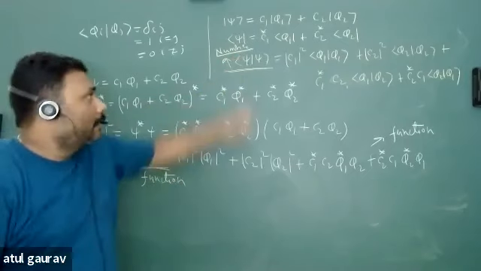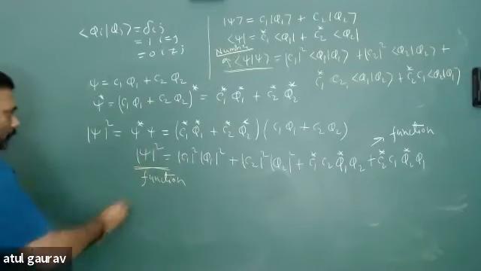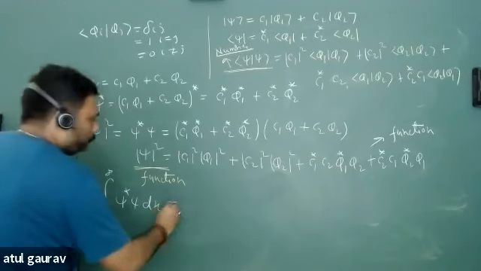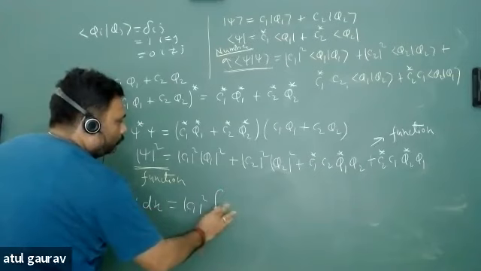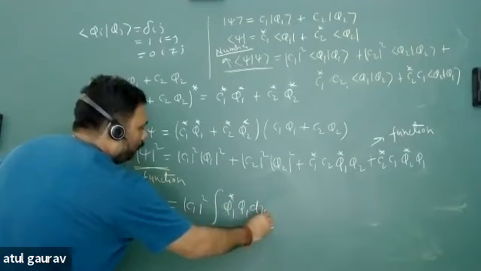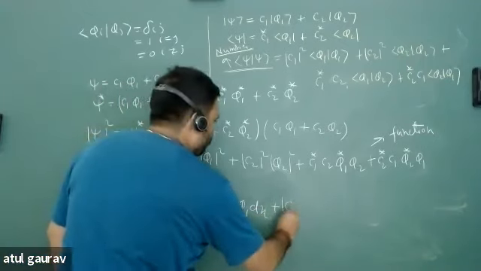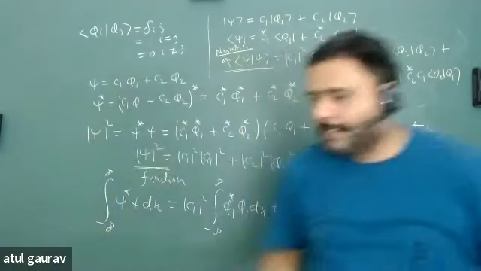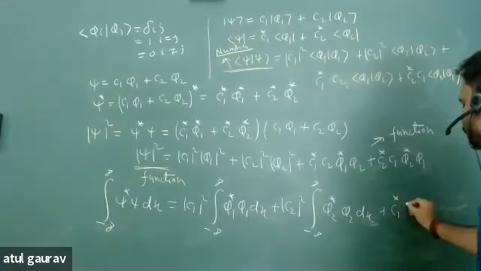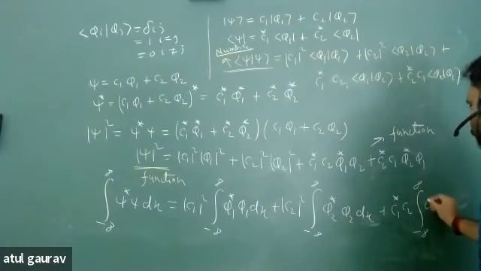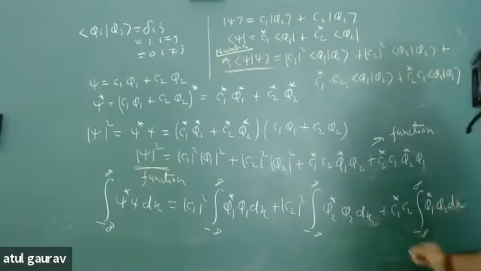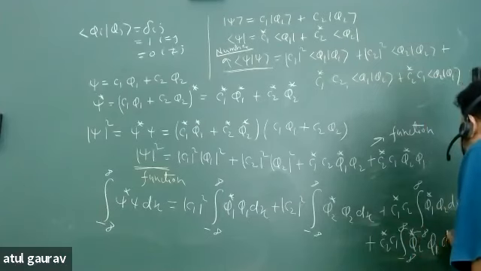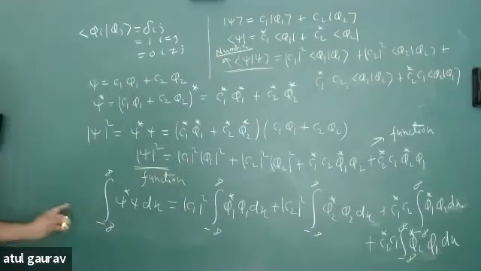When this thing and this thing are equivalent, then you will write this whole thing as, suppose I am writing psi star psi dx from minus infinity to plus infinity, that will be mod C1 square phi1 star phi1 dx from minus infinity to plus infinity plus mod C2 square phi2 star phi2 dx from minus infinity to plus infinity, and then the cross terms: C1 star C2 integral phi1 star phi2 dx plus C2 star C1 integral phi2 star phi1 dx. Now you can see this is equivalent to this one.